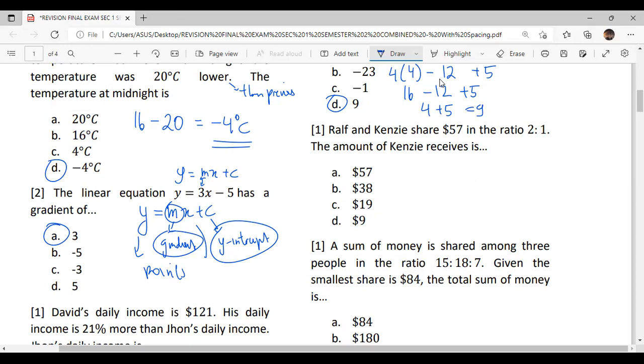Now, Ralph and Kenzie share $57 in the ratio of 2 by 1. Again, if you do the ratio, you put, this is not the real amount of money. So it's 2x, put x or a or b or c, anything. I usually use x. And then Kenzie, 1x, right? Or x itself, you can just write x. So where is the 57 means? So 57 means sharing the total.